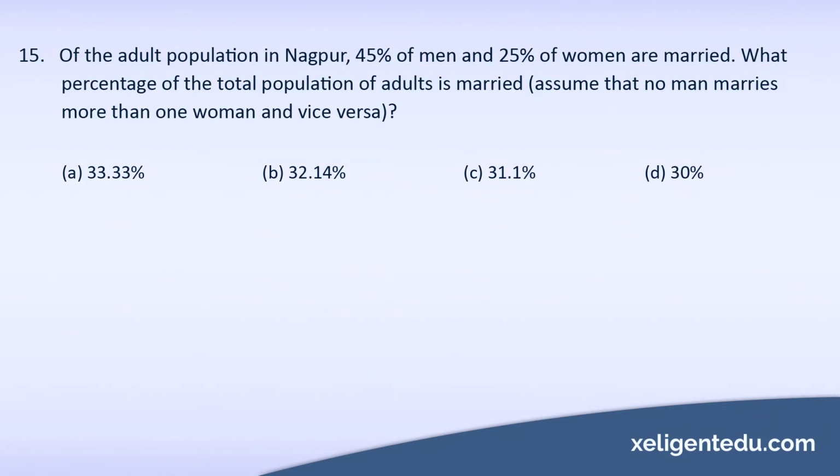Of the adult population in Nagpur, 45% of men and 25% of women are married. What percentage of the total population of adults is married? Assume that no man marries more than one woman and vice versa. Option A 33.33%, option B 32.14%, option C 31.1%, and option D 30%.